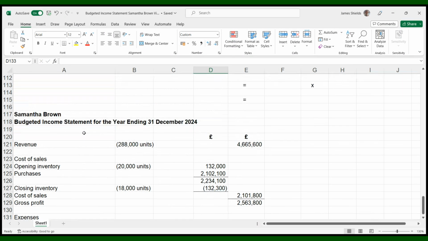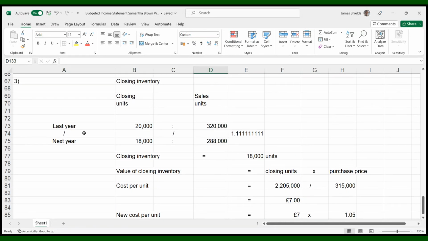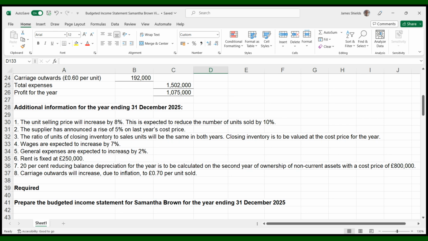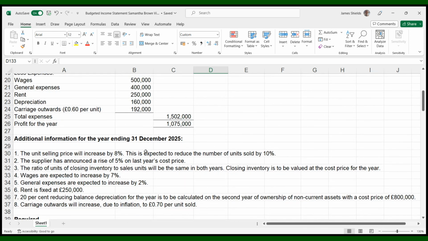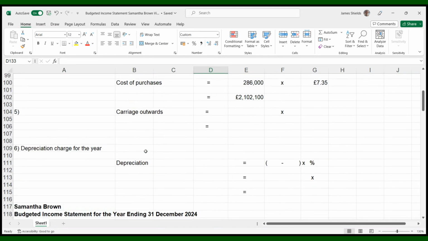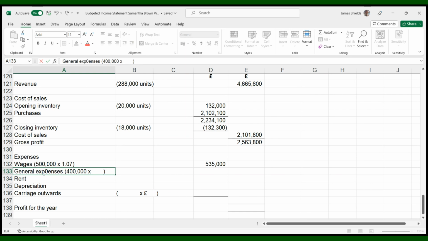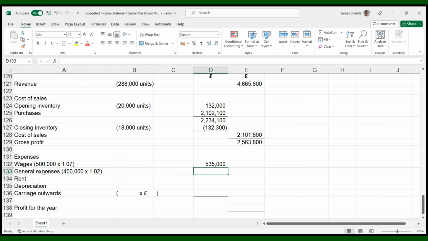Now, general expenses, again, there's information about general expenses. They're going to increase by 2%, and general expenses were 400,000. So it's £400,000 increased by 2%. A 2% increase is going to be times 1.02. So our general expenses are going to be 400,000 times 1.02 to give us £408,000.